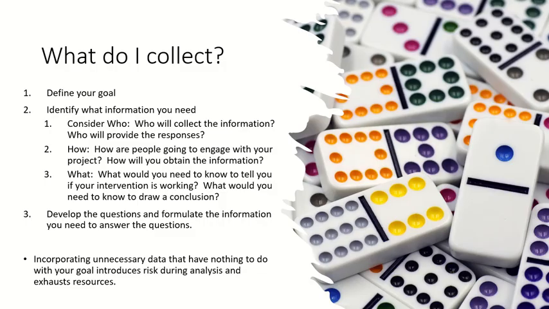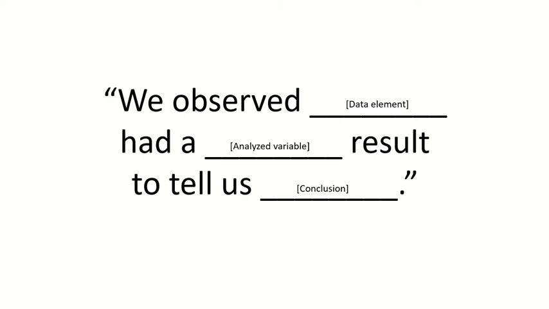What do I collect? You start by defining your goal. You identify the information you're going to need and you prioritize this information. Consider the who, how, what. Who is collecting the information? Who is the information about? How will everything be collected? What is necessary to draw the conclusion at the end? In other words, you're going to make your fill in result section. We observed blank had a blank result to tell us blank.